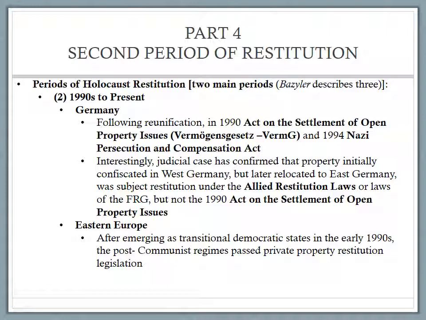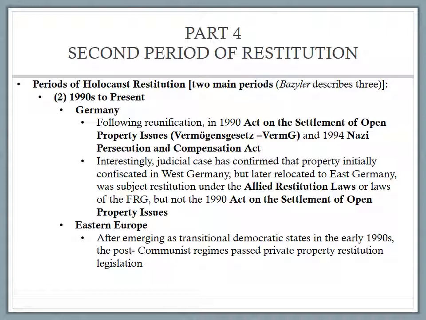So following reunification in 1990 was the passage of the Act on Settlement of Open Property. And in 1994, there was the passage of the Nazi Persecution and Compensation Act. The two laws together permitted former owners and their heirs of property that was sold under duress during the National Socialist period or confiscated by the Nazi regime to claim property located in the former GDR.